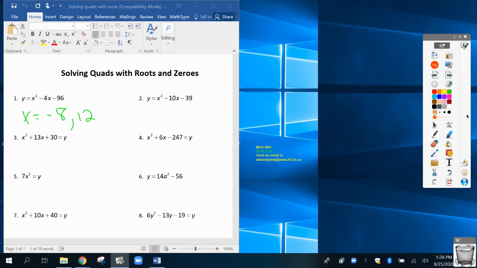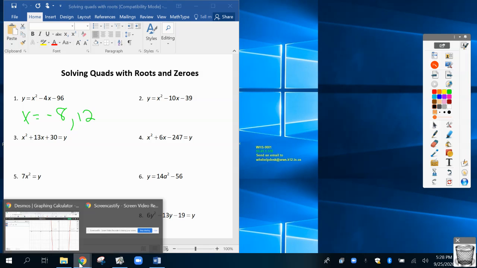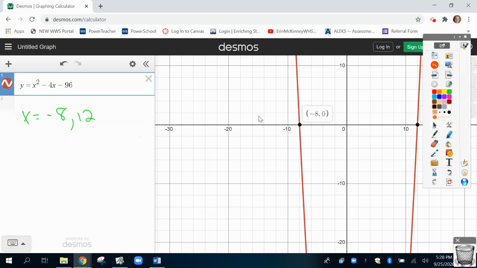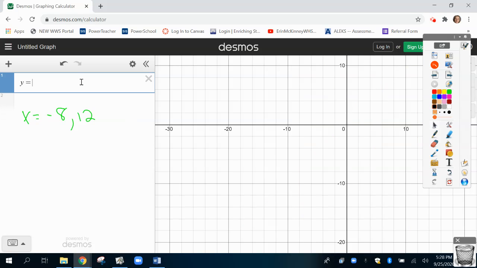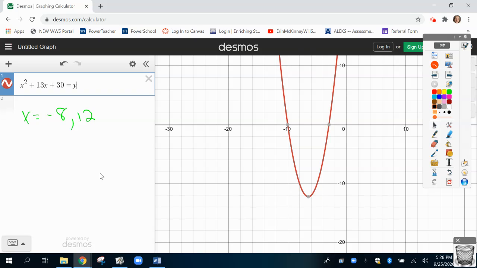Let's say we want to look at number 3. Again, I'll go into that Desmos calculator, pull this up, and type in my equation. So we'll say x squared plus 13x plus 30 equals y.